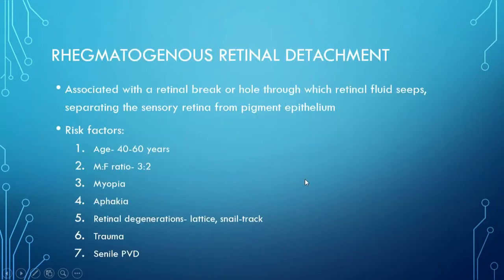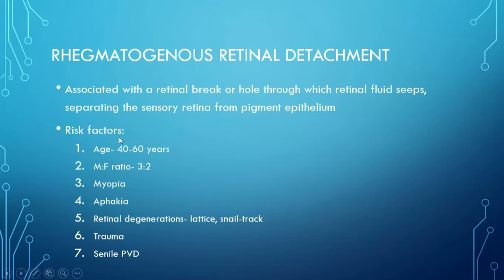Coming to rhegmatogenous retinal detachment, you call it rhegmatogenous whenever the detachment is associated with a break or hole. Along with that, the vitreous is usually in the form of a condensed gel. But when there is degeneration of the vitreous, it liquefies, and that liquefied vitreous will pass through these breaks or holes, and the fluid seeps in and enters the space between the sensory retina and the pigment epithelium. That forms the fluid-filled space in a case of retinal detachment.